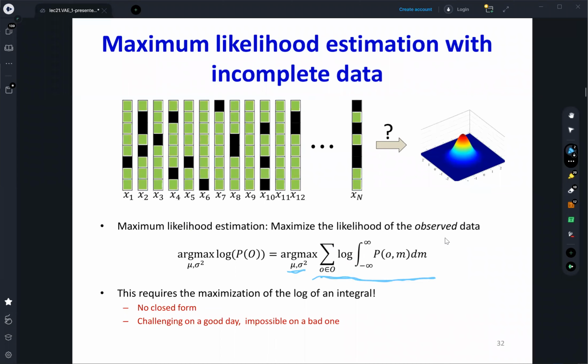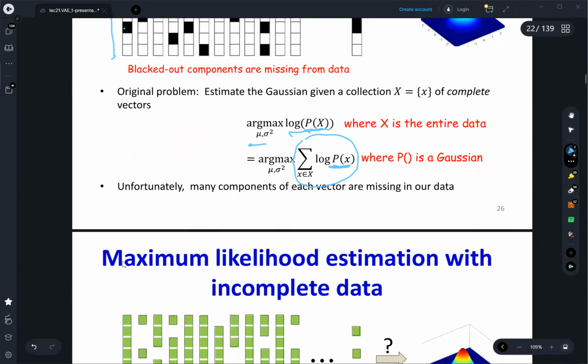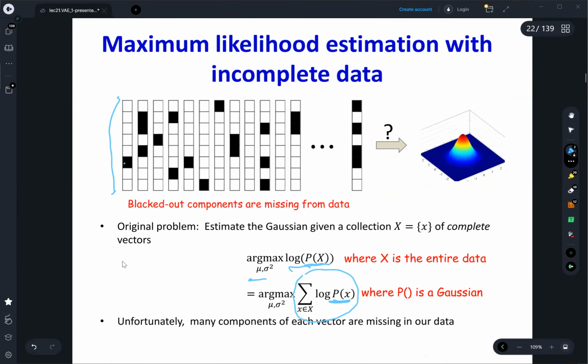Did this make sense? So, Anthony, what was your question? Oh, I was just wondering what the summation sign over O, like O element. So O are all of the observed vectors. So this is the data. These are the set of incomplete data vectors that you observed, right? Remember, earlier when we had complete data, we were summing over all vectors, and you were summing the log probability of the vectors, correct?